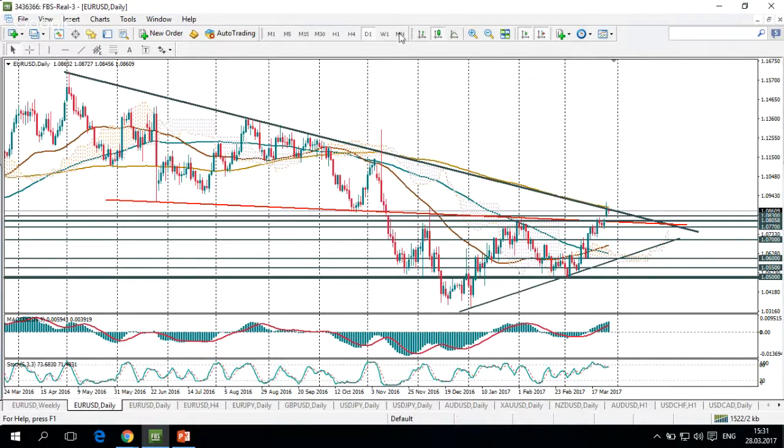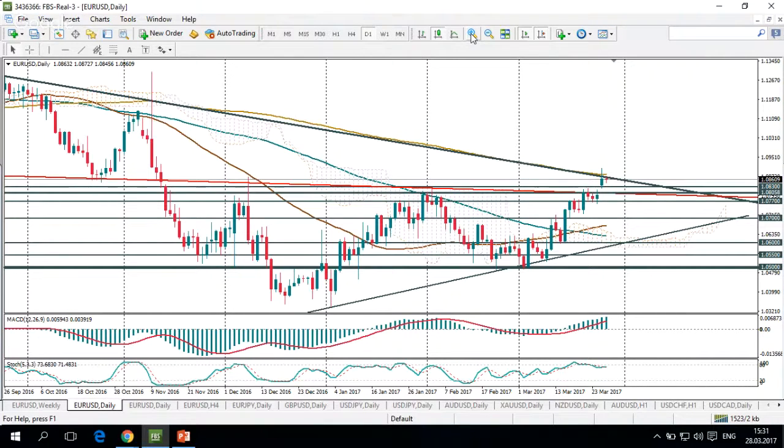If we look at the daily chart, we will see that the former resistance, which was located at 108.30 and 108, is now acting as support, as well as the 107.70 area. So here we may draw several support lines. We may take Fibonacci from these recent ones.